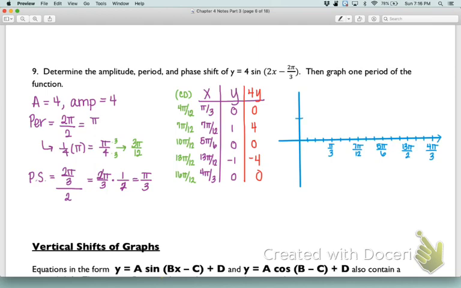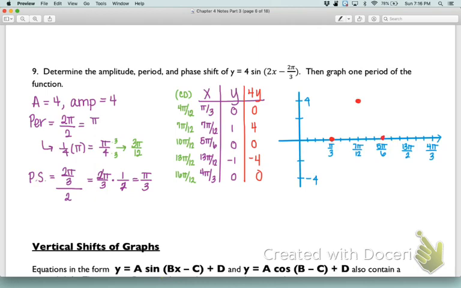And then we're going up to 4 and down to negative 4 on this graph. So there we go. And now we come in here and we plot the points. So at pi thirds, we are at 0. At 7 pi twelfths, we are at 4.